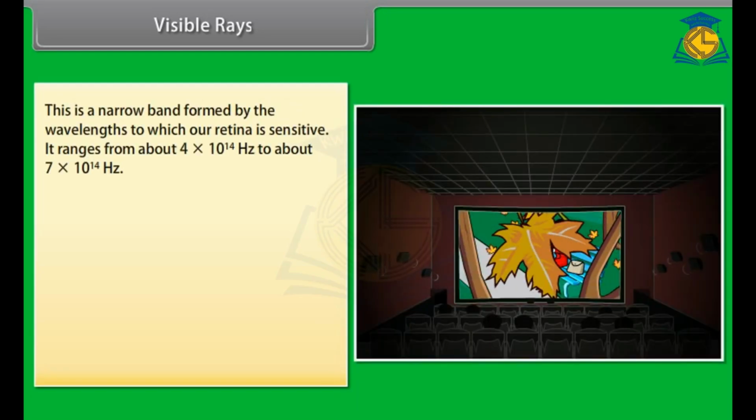Visible rays. This is a narrow band formed by the wavelengths to which our retina is sensitive.